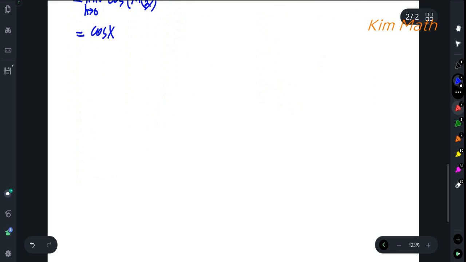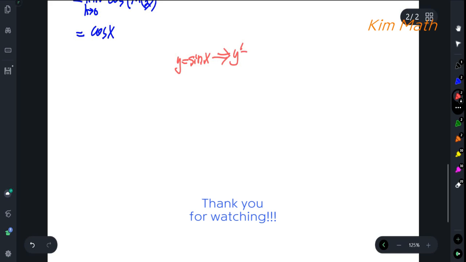So let me briefly summarize one more time. If you have y equals sine of x, then y prime will be cosine of x.